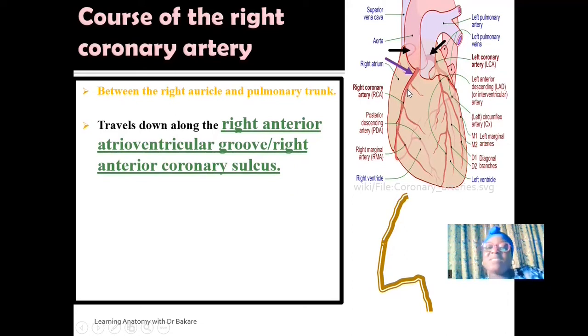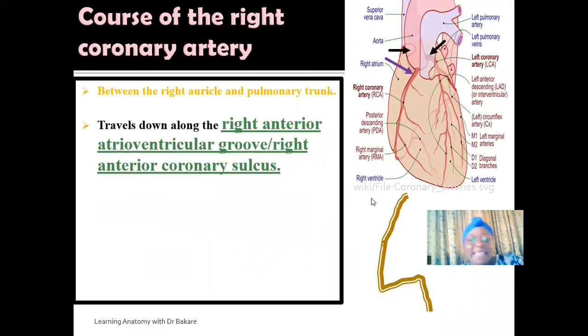The right means on the right side, and anterior, of course, on the anterior side. And it is a groove that is created between the right atrium and the right ventricle. So this is the right atrium, this is the right ventricle, and you see the groove in between them, and this is the right anterior atrioventricular groove. This groove is also referred to as the right anterior coronary sulcus.